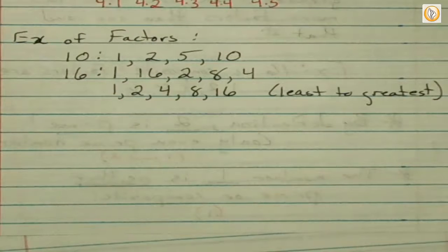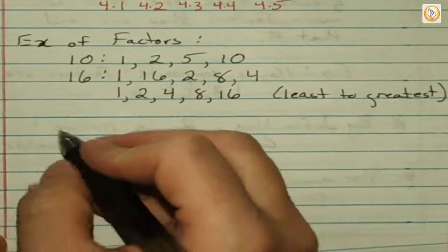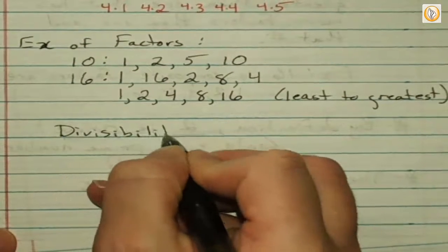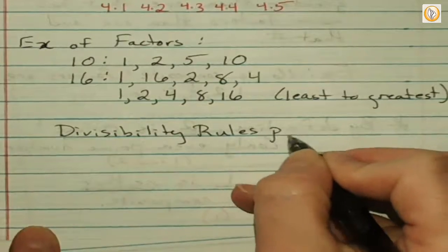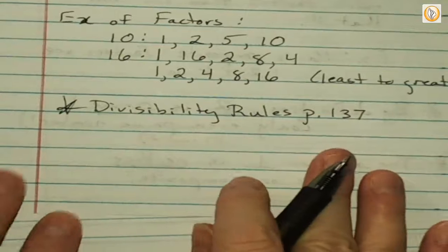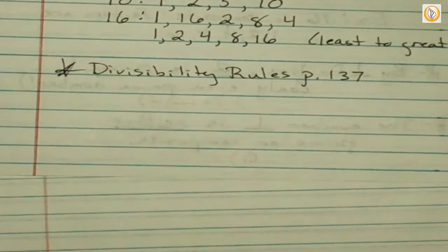Yes, it does. Okay, so turn to page, I'm going to put divisibility rules, page 137 in a star. Yep. So divisibility rules, page 137. Open your book to page 137. That's fine, but look at 137.